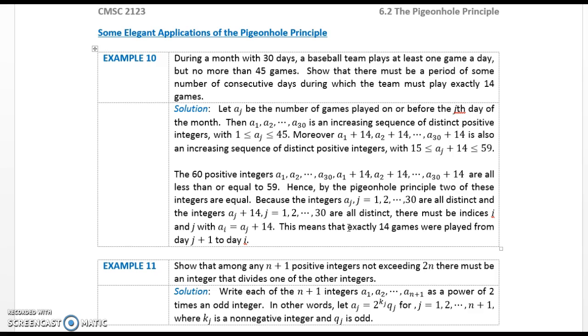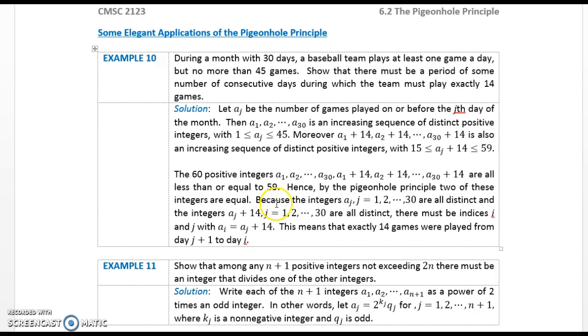Solution. Let a_j be the number of games played on or before the jth day of the month. Then a_1, a_2, on up to a_30 is an increasing sequence of distinct positive integers with 1 ≤ a_j ≤ 45. Moreover, a_1 + 14, a_2 + 14, all the way down to a_30 + 14 is also an increasing sequence of positive integers with 15 ≤ a_j + 14 ≤ 59.